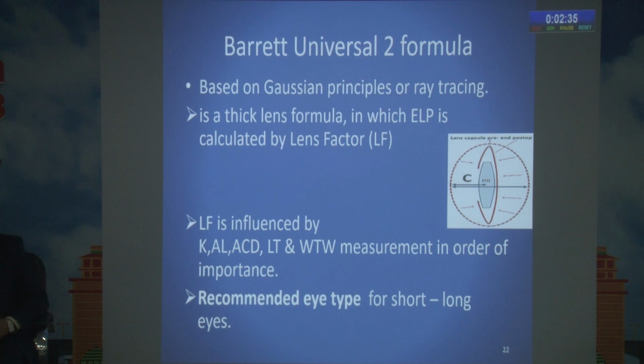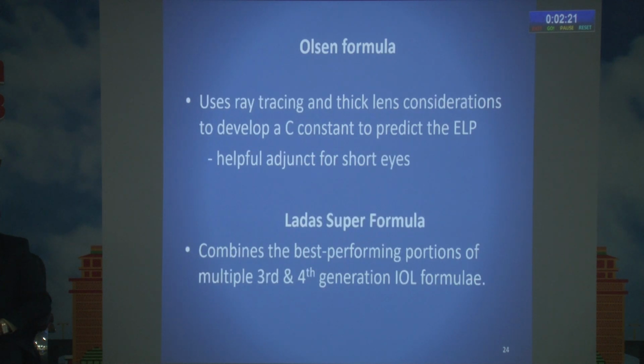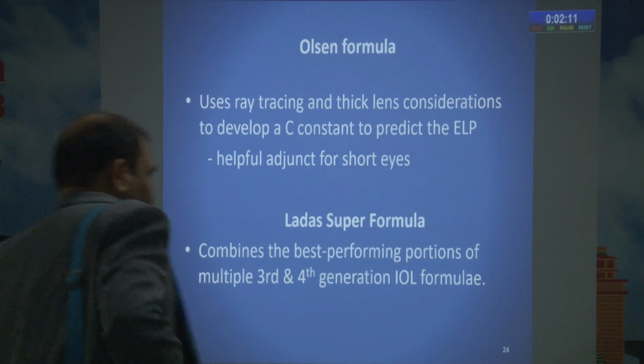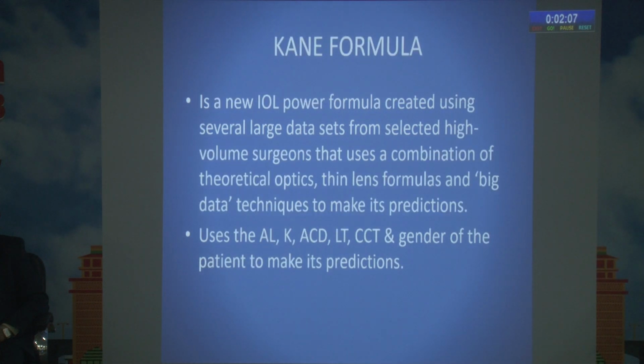Here we use lens factor, which is influenced by not one but four factors: keratometry, axial length, anterior chamber depth, lens thickness and white-to-white measurements. Hill RBF depends not only on artificial intelligence but also on pattern recognition. The Olsen formula uses ray tracing and thick lens concentration to predict effective lens position, and Ladas is very intelligent. It combines the best performing portions of multiple third and fourth generation IOL calculation formulas.